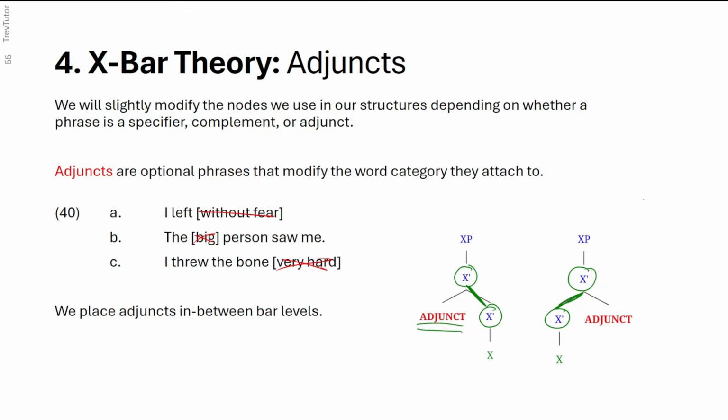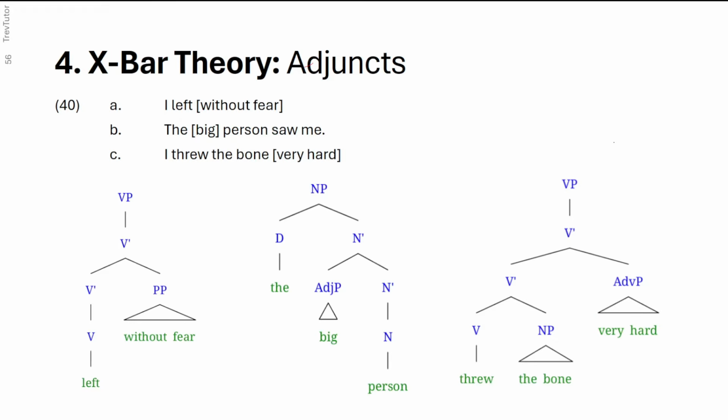This means that if we just have a phrase like this, X to X bar to XP, and we want to incorporate an adjunct, we need to create another X bar in between that can host the adjunct either to the right or to the left. So you may have to create an extra bar level to fit in an adjunct.